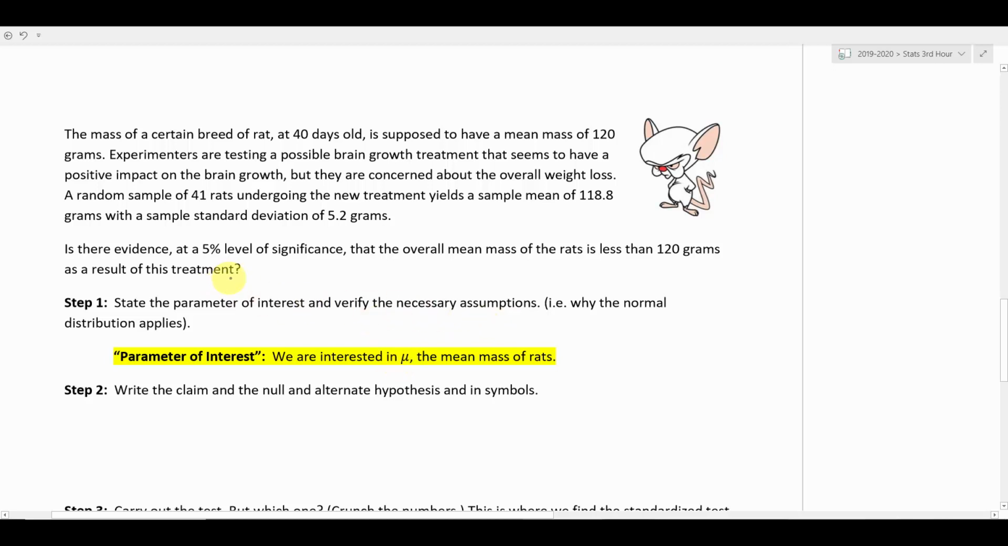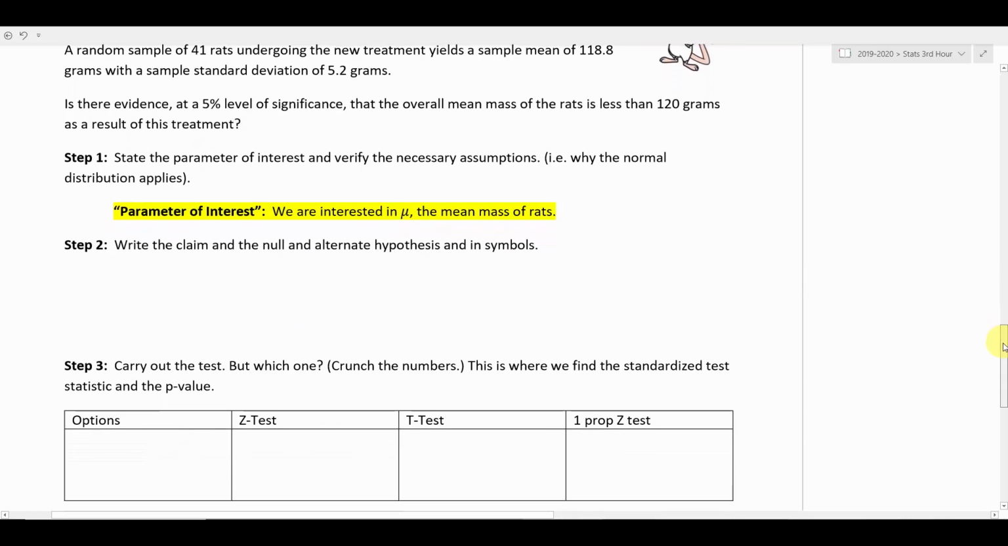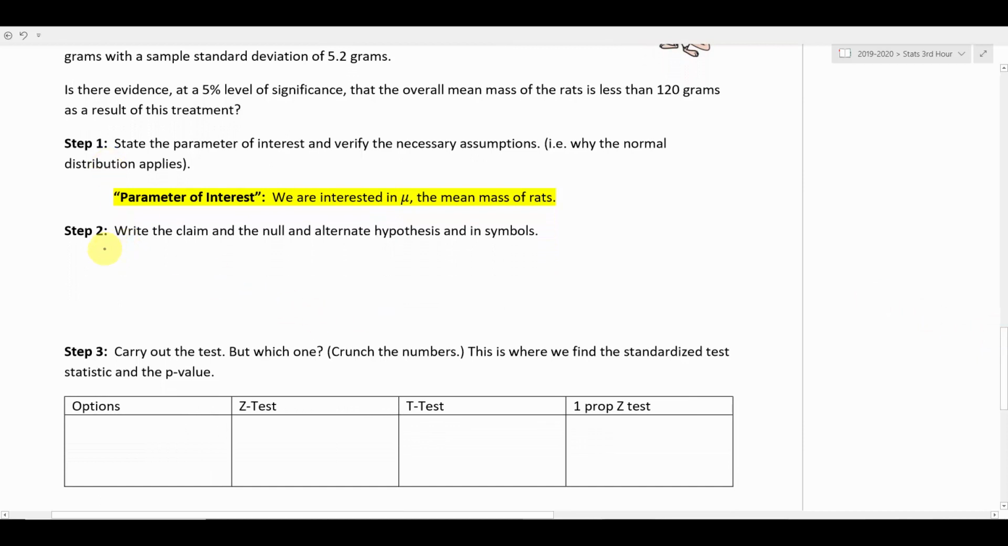And can we use the normal distribution here? So if you read it carefully, it doesn't say anything about the shape of the population of rats, but it does say that we took a random sample of 41. So we know the sampling distribution will normalize because the sample size is greater than 30. So we're good there. We know what we're interested in, and we know that we can use the normal distribution now. So we're going to go ahead and set up our null and our alternate hypothesis here. So H naught, alternate, there we go. So the assumption is that, or what the mean mass of a rat is supposed to be, right? The assumption is that it is 120 grams.